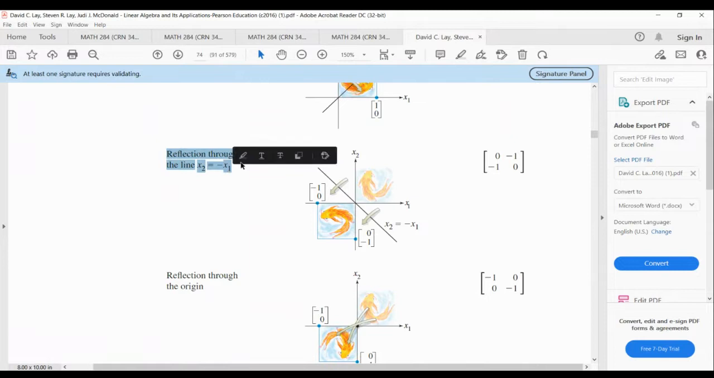Look here, reflection about the line. Let me just highlight this while I'm at it. This is section 1.9, the table at the end. Sorry, table 1. It comes at the end of section 1.9. So look here, you see the reflection about the line x2 equals -x1. That's a line with slope -1. So what vector gets mapped to the vector 0, -1?